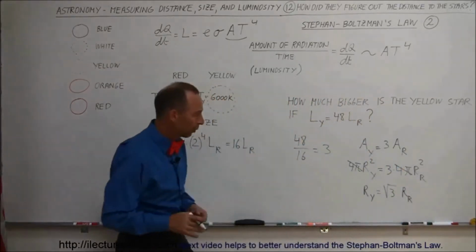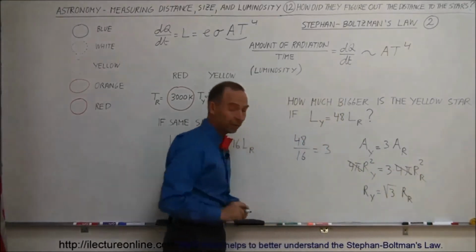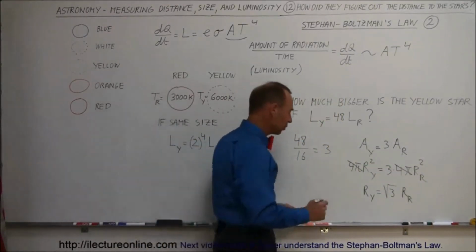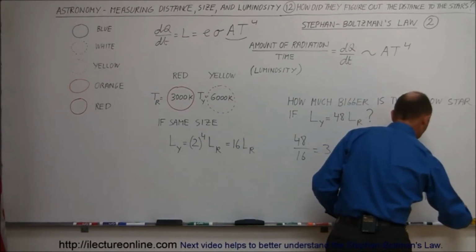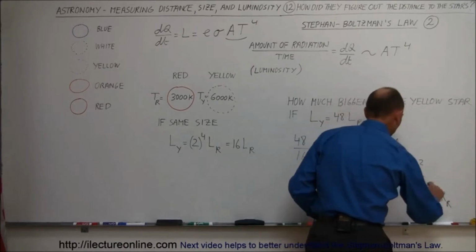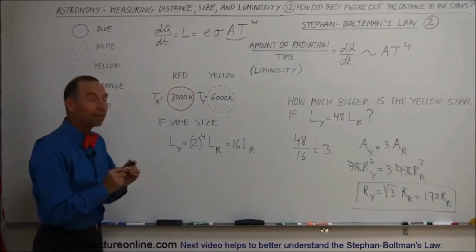I get that because I took the square root of both sides. That means that the squares disappear, and I get the square root of 3. And of course, the square root of 3 is about 1.72. So that's equal to 1.72 times the radius of the red star. Now, this may not be the actual proportionality, but at least it shows you what methodology they use.